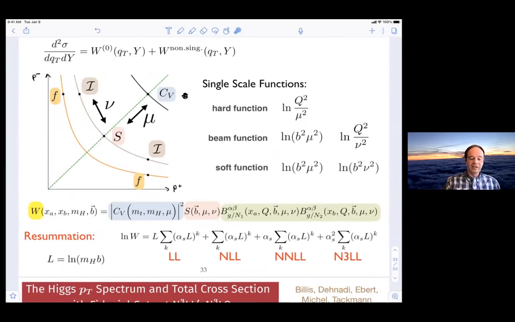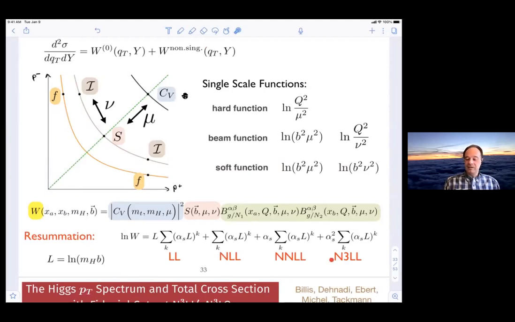Once you do this factorization in rapidity, there's logarithms of a kind of a new type that you also need to account for in order to sum all the logs in this problem. So there's sort of two-dimensional renormalization group going on in this problem, but you could solve it. And that allows you to sum the logs in the way that I was talking about.